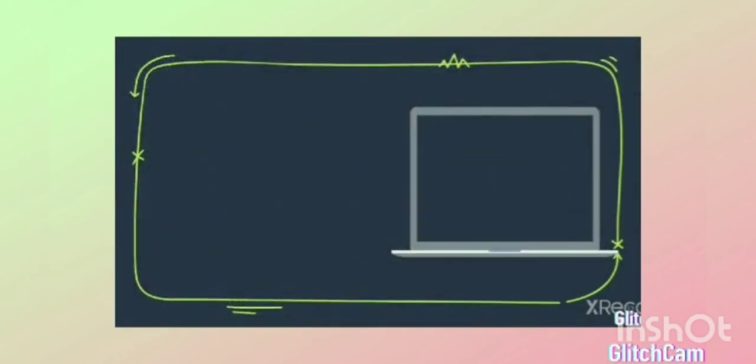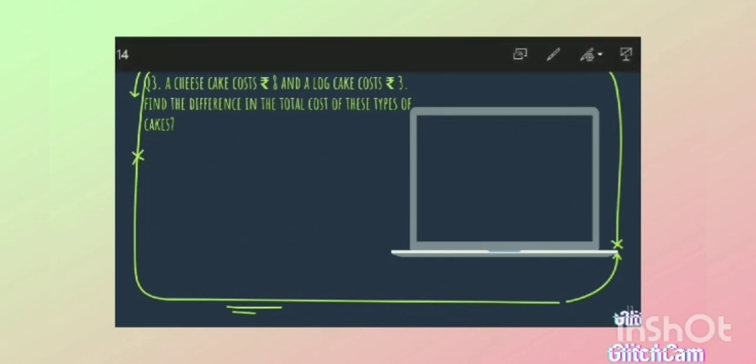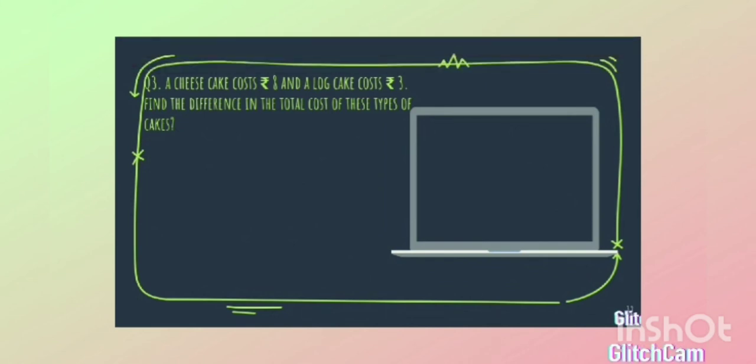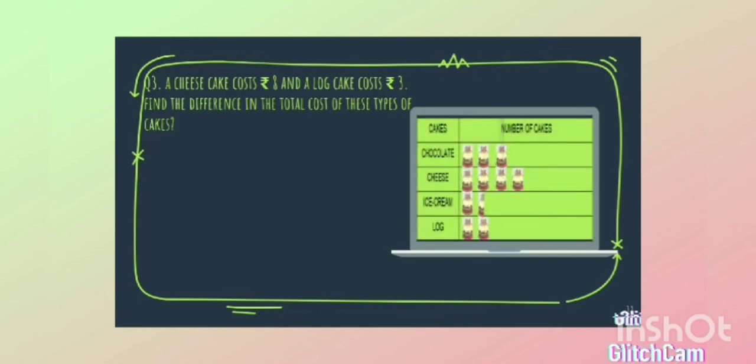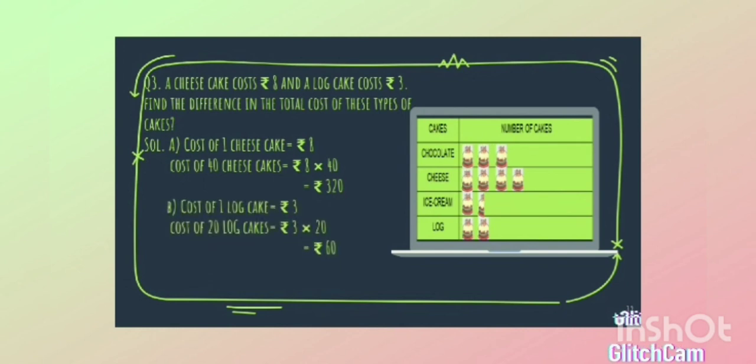Now, question number 3. A cheesecake costs rupees 8 and a log cake costs rupees 3. Find the difference in the total cost of these types of cakes. Here, we will find the total cost of cheesecakes, that is rupees 320, and the total cost of log cakes is rupees 60. So the difference after subtracting 60 from 320 is rupees 260, and that is the answer.